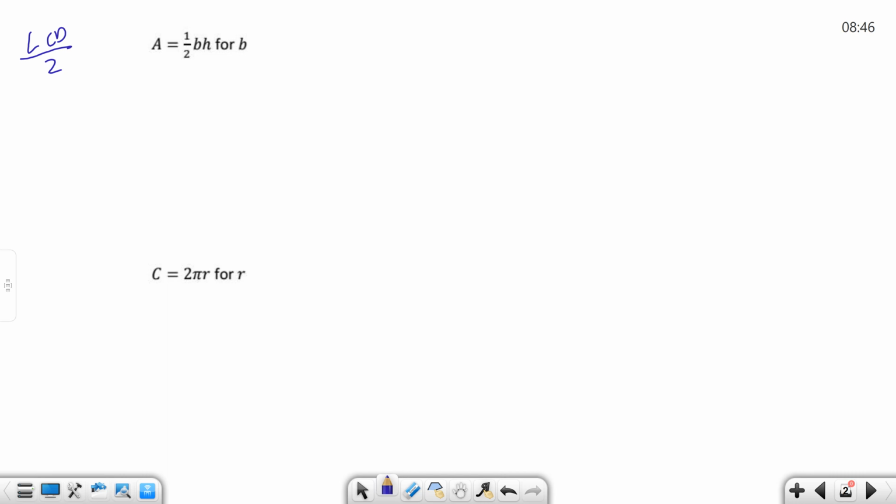And then as you begin to see patterns emerge, you can say, hey, Mr. Guest, can I just go straight to this step on this problem? Yes, you can. All right, sounds good. So here I'm going to multiply everything on both sides. 2 times the A equals 2 times the 1/2 BH.